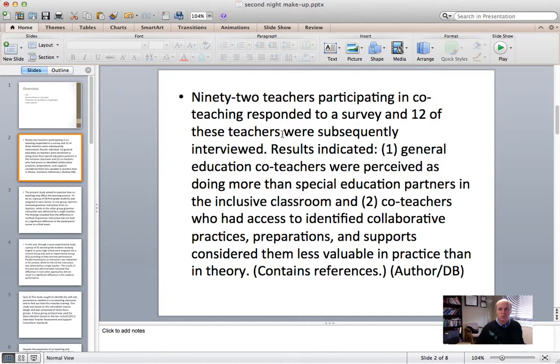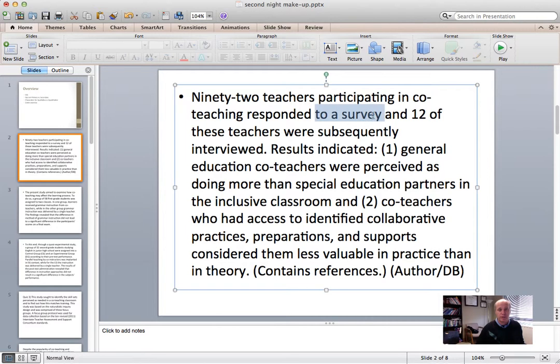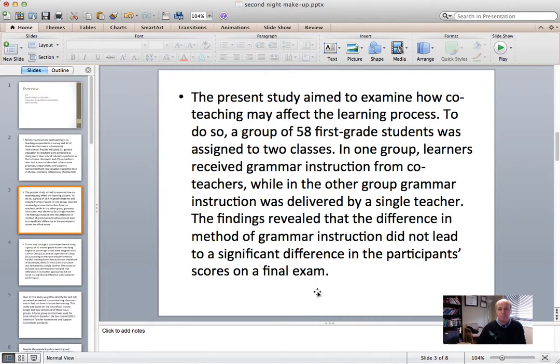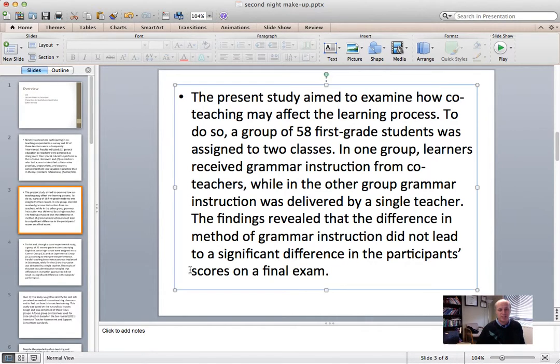The part that's quantitative is the survey. The part that's qualitative is the interview. So they combine two different data collection methods. Next one. Please pause the video. This one is quantitative, and the way that you tell is right there. Scores on final exam. Turned it into numbers. Turned learning, which is really a qualitative idea, into numbers.